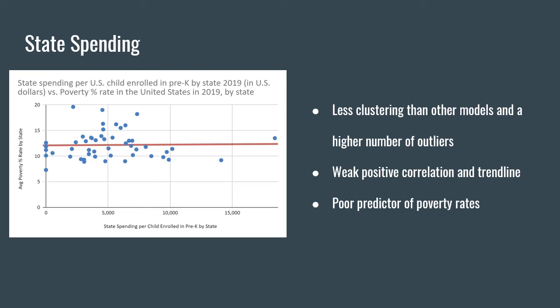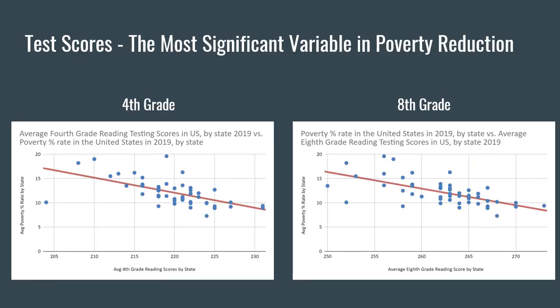There's less clustering than the other models and a higher number of outliers here, which shows a weak positive correlation and trend line. Thus, state spending is a poor predictor of poverty rates. Now this one's important. Test scores with 4th grade and 8th grade students. As we mentioned earlier, the 4th grade students and the 8th grade students are significant milestones in their educational career. So gauging whether their reading test scores are positive or not definitely impacts their overall educational process.